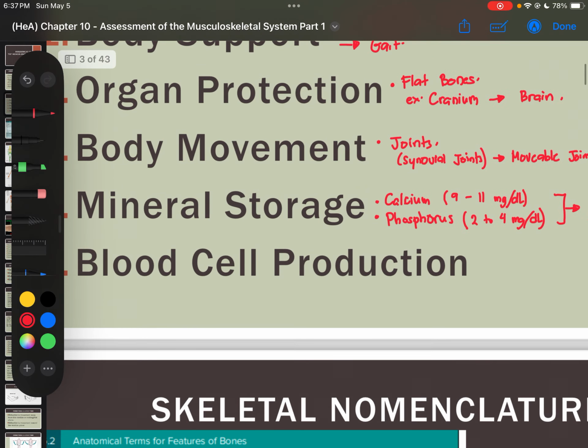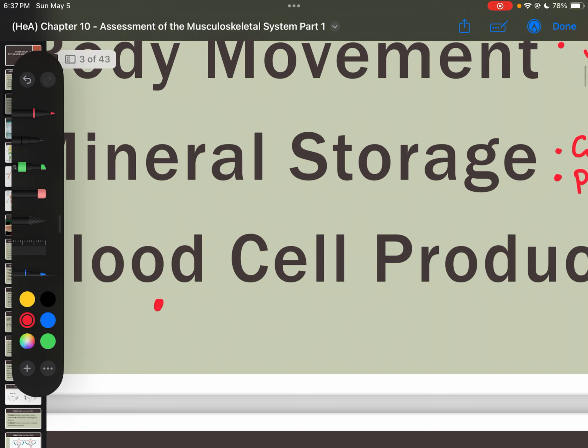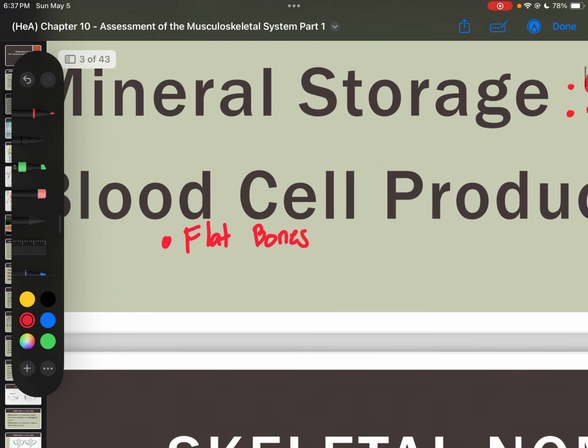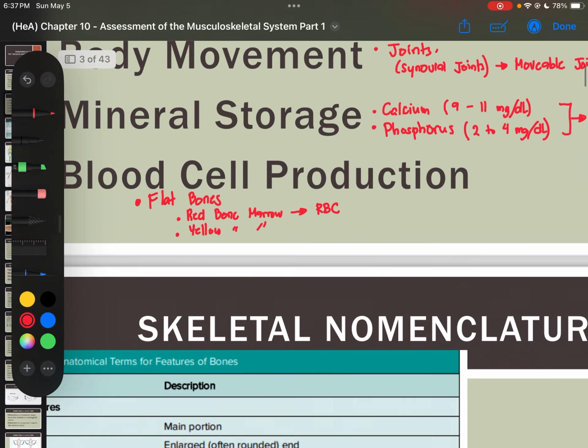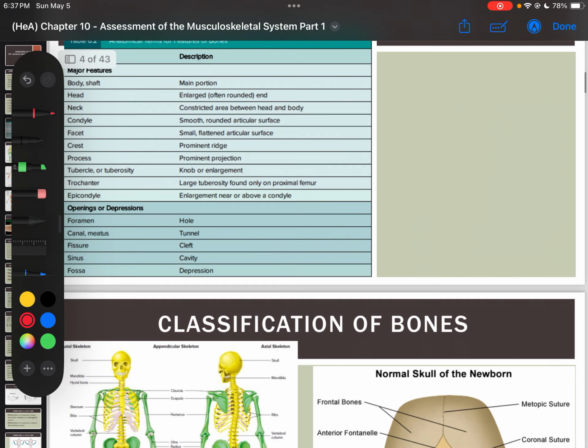And lastly, blood cell production. This is mostly done by our flat bones as well. In our flat bones, class, we can find mostly our red bone marrow and our yellow bone marrow. The red marrow is the one that will create our RBC, our red blood cells. Those are the main functions.